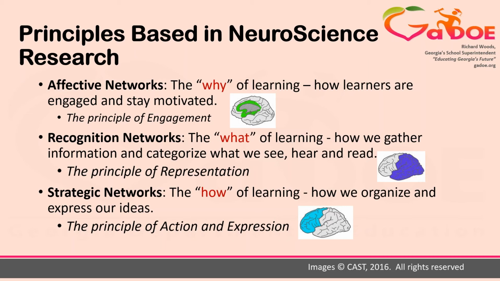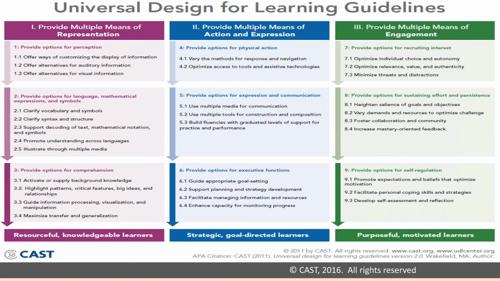The recognition networks involve how we gather information and categorize what we see, hear, and read. This is the what of learning, and these networks represent the principle of representation. And the strategic networks involve how we organize and express our ideas. This is the how of learning, and these networks represent the principle of action and expression. CAST has developed a UDL graphic organizer that provides information on ways we can provide multiple means of representation, action and expression, and engagement. A link to this graphic is provided in the resources at the end of this section.